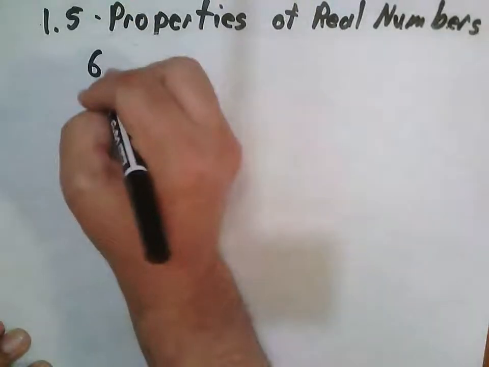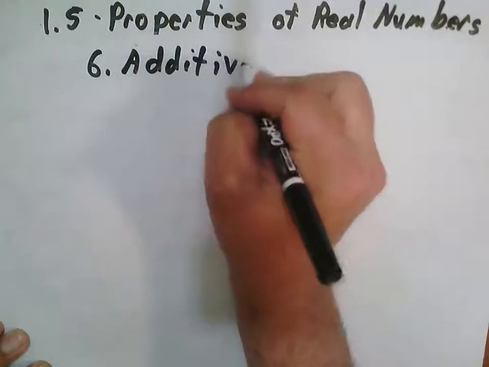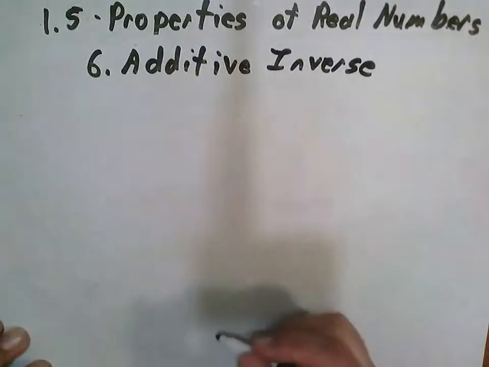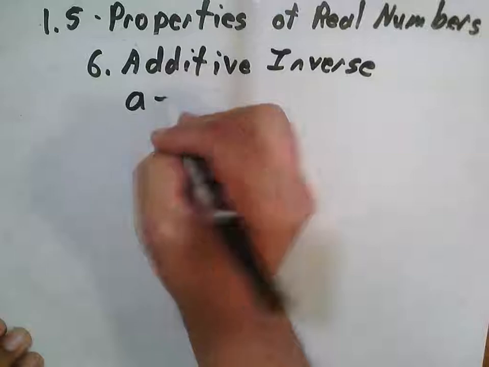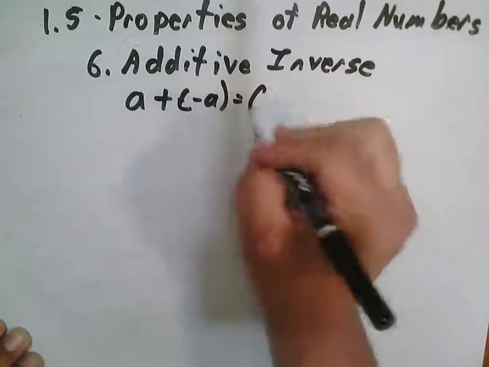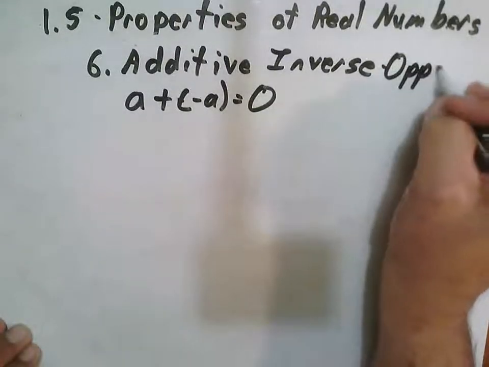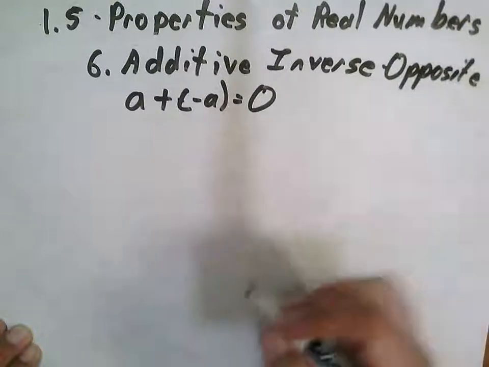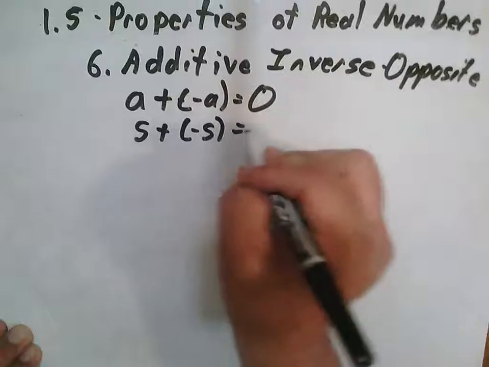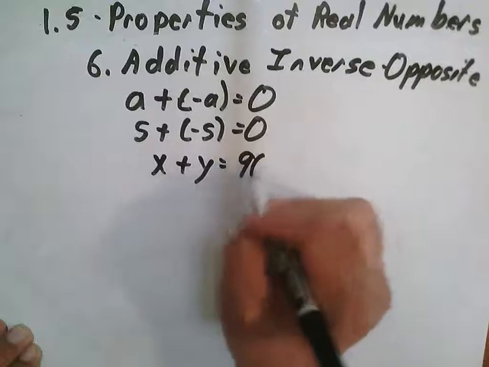Then number 6 is called the additive inverse. If we go back to our properties, all that is telling you is that any number added to its negative results in 0. Basically, it's just telling you, more so than anything else, that it's its opposite. So if I use a number, it's just telling me that 5 plus negative 5 is going to be equal to 0.